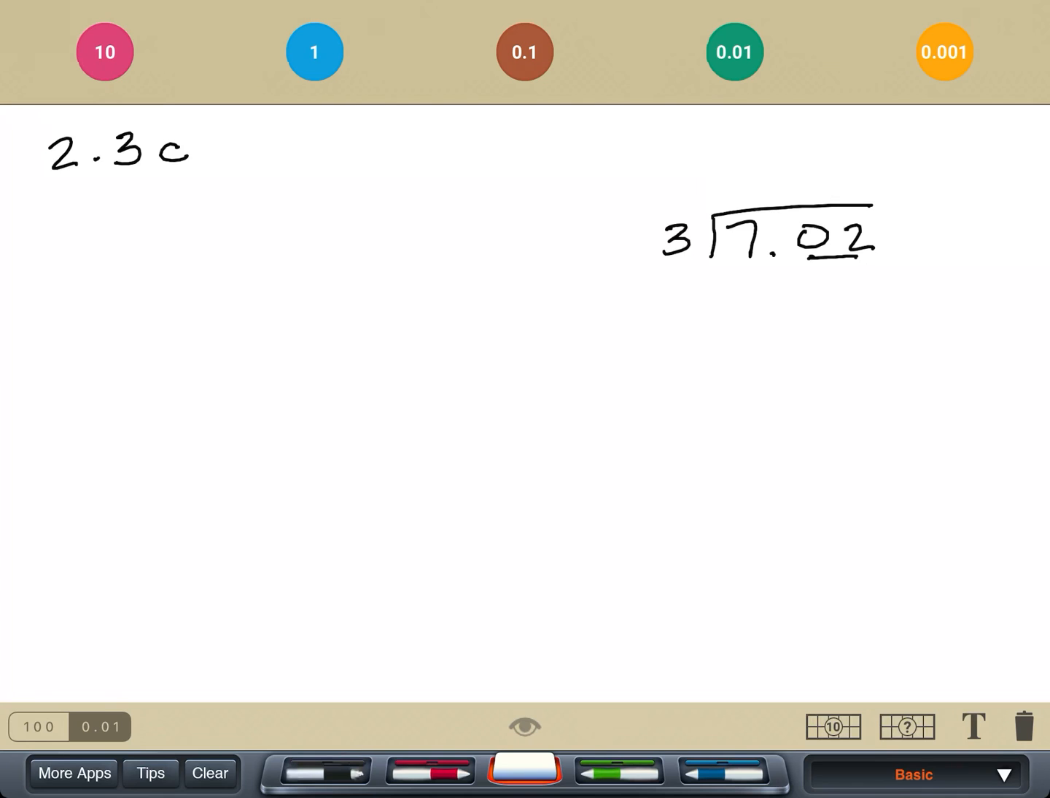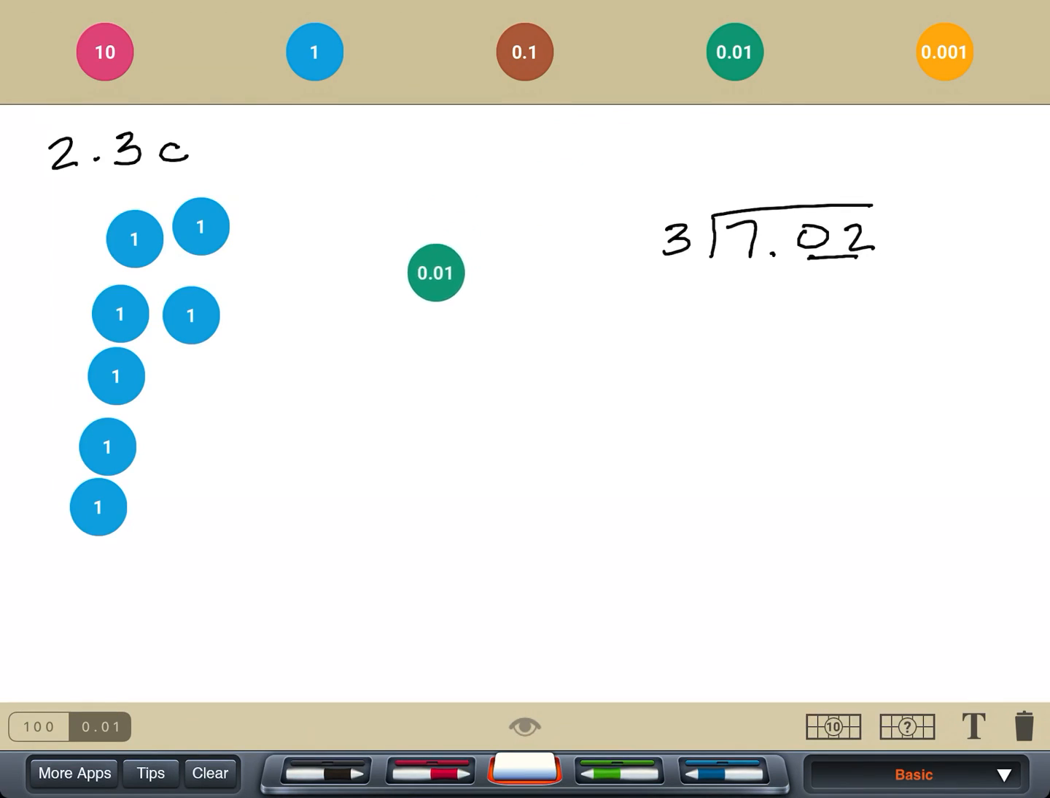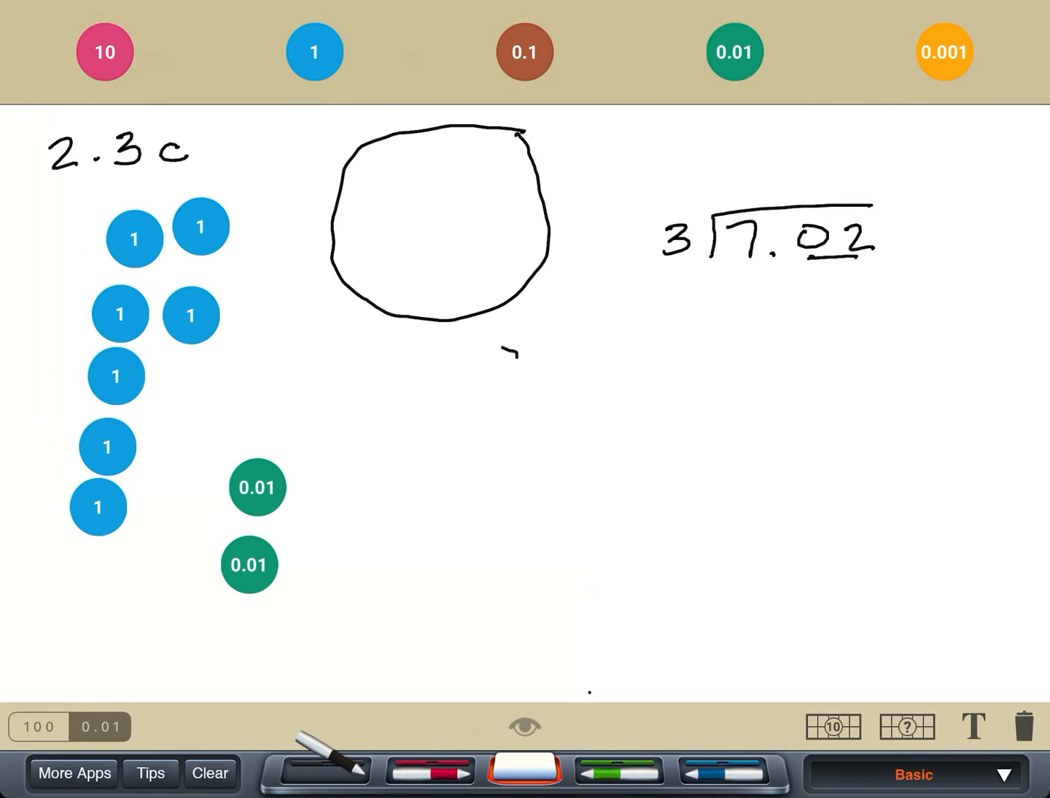Let's put this little guy back. There we go. That means that in this problem we have 7 wholes: 2, 3, 4, 5, 6, 7. We don't have any tenths, and we have 2 hundredths. So I'll move those guys over here. We need to divide all of them into 3 groups.